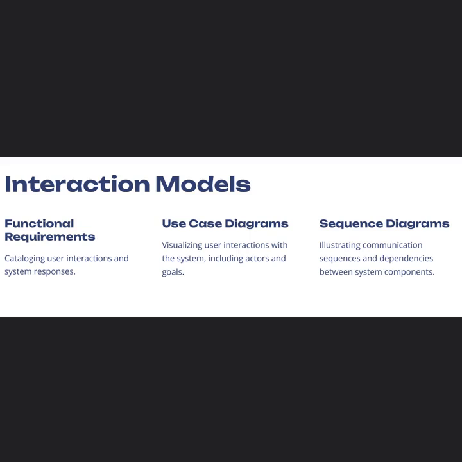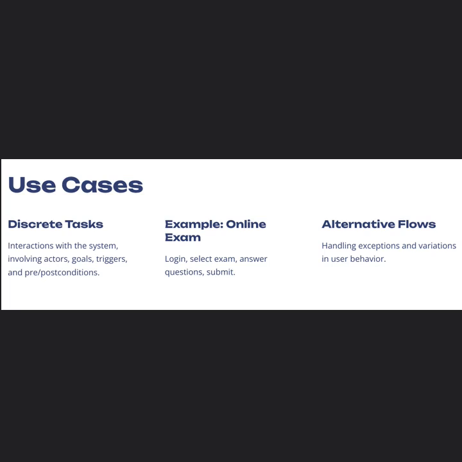Interaction models are key for understanding functional requirements. Use case diagrams focus on specific user tasks and interactions, such as a student taking an online exam. Sequence diagrams, on the other hand, map out interactions between systems, helping identify potential communication issues. These models ensure all the interactions, whether human or system-based, are clearly understood and planned.